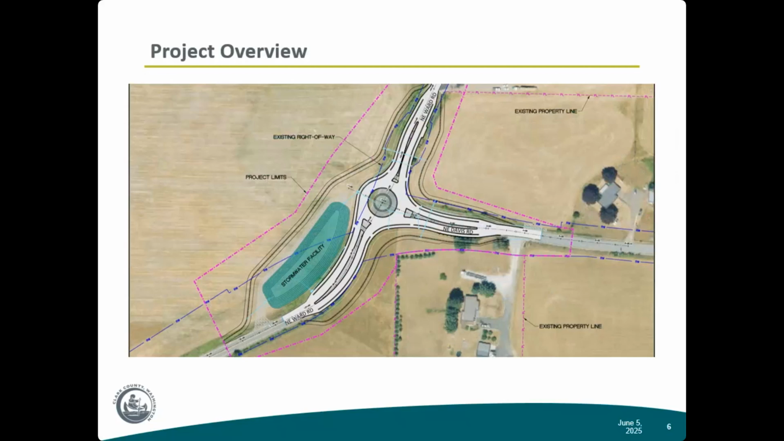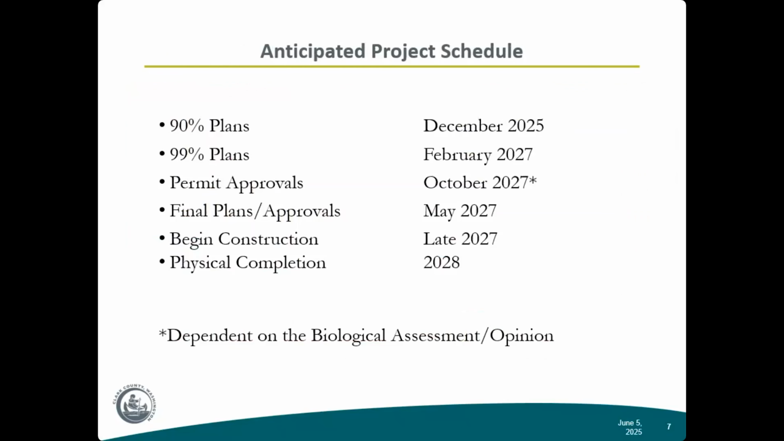We're currently approaching the 65% design, where we're headed. That'll be submitted next week, and that begins our permitting process with a lot of the environmental permitting. That is really going to dictate when construction happens. There's a lot dependent on the biological assessment and opinion, and that will determine some of the additional reporting and environmental work that needs to happen. So ideally, fingers crossed, everything goes well. We're looking at late 2027 to begin construction.